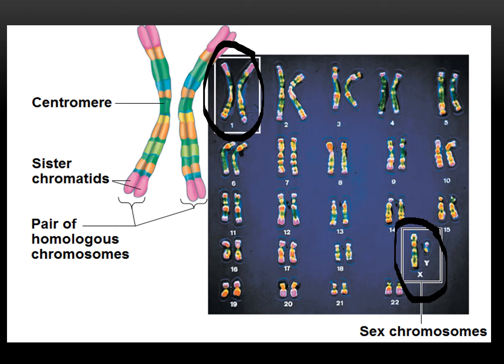But the most important aspect that we can see when we look at your sex chromosomes or your gonosomes is that they have different shapes. So in a female, we have an XX pair, and in a male, we have an XY pair.